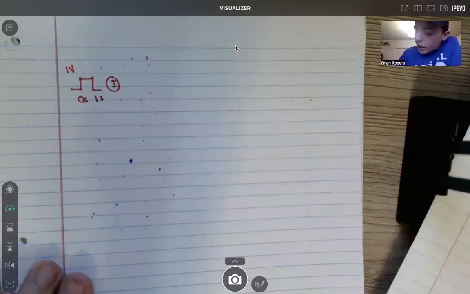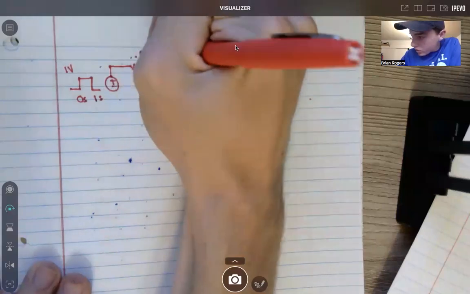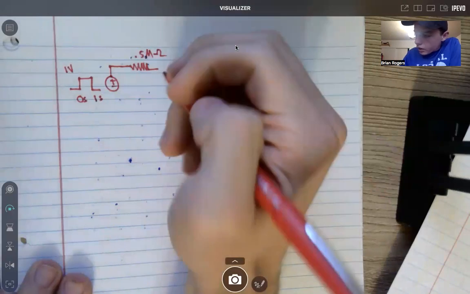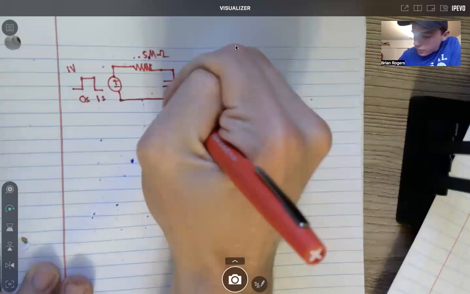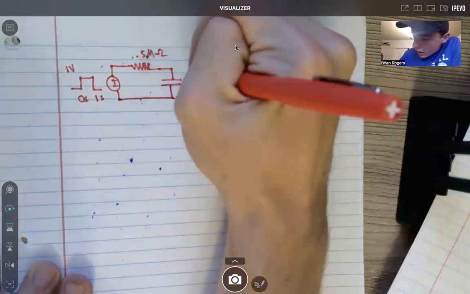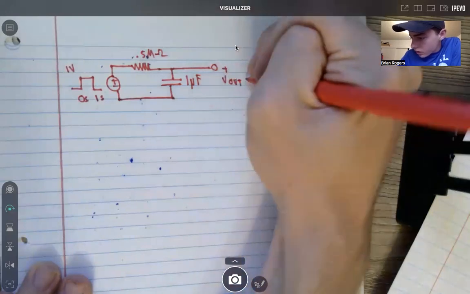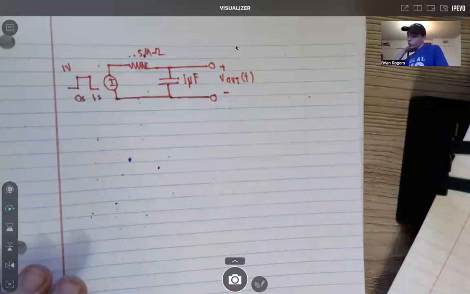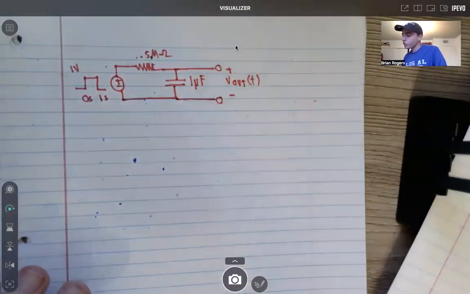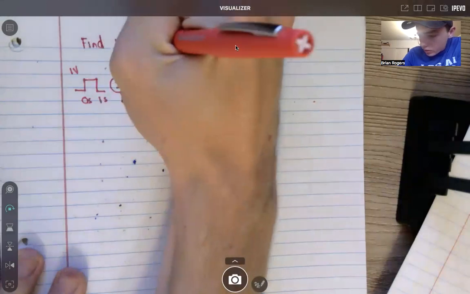And then we're going to have a 0.5 mega ohm resistor, and then a 1 microfarad capacitor. And then this is the output voltage here, V out of t. And then here's the negative terminal. Okay, so what it wants is, it says find the response V out of t.